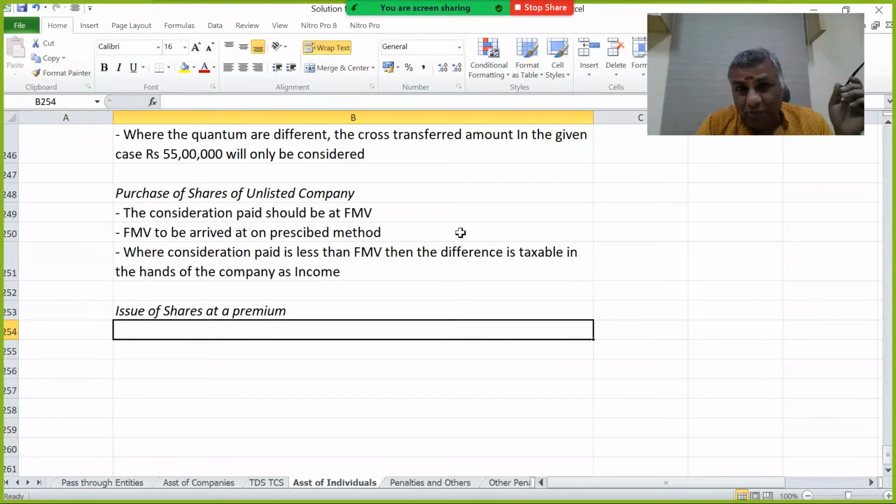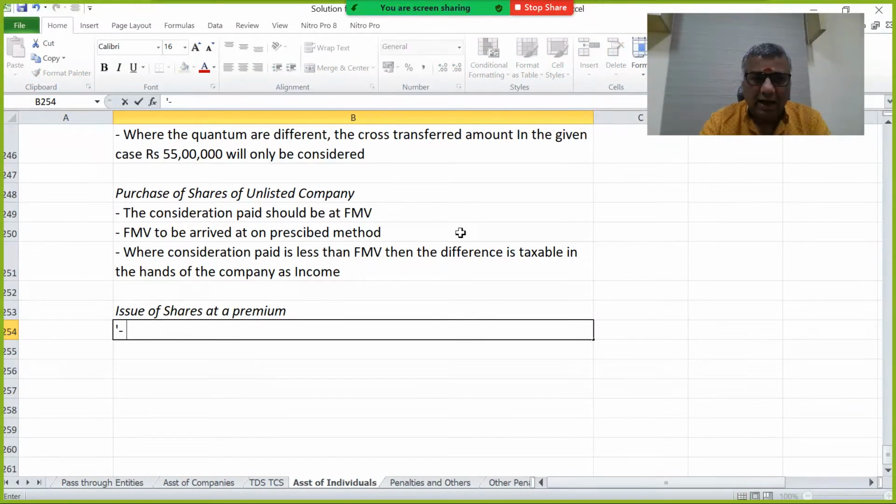When the net worth of the company or on the prescribed method comes to only 40 rupees, but you issued the shares at 100 rupees, that additional 60 rupees, that is, 30 rupees premium becomes 90 rupees premium. Disproportionate premium is taxable as income in the hands of the company. Many startups were doing like that, where shares are issued at a premium by a closely held company.